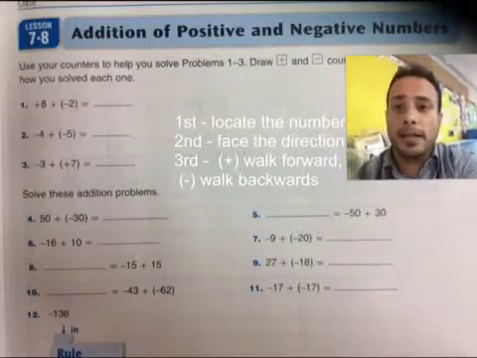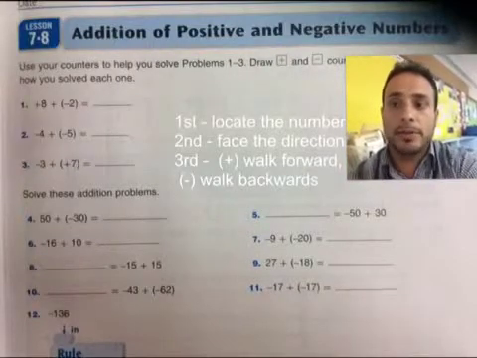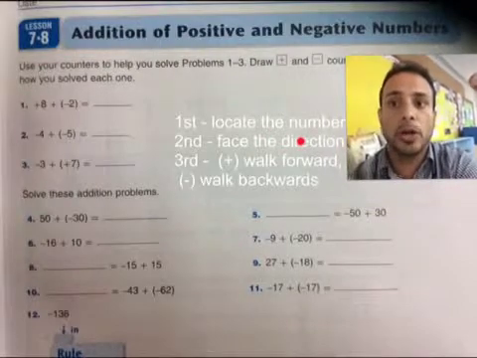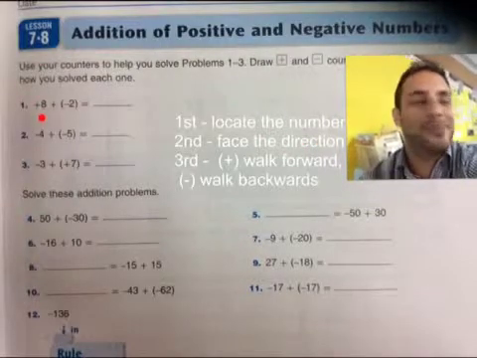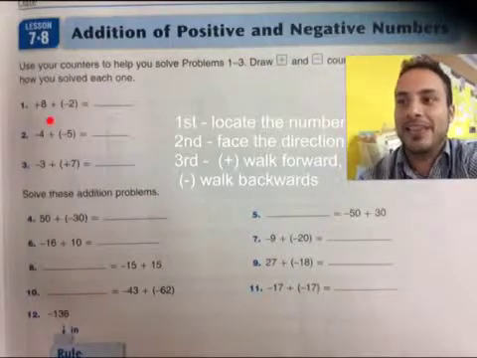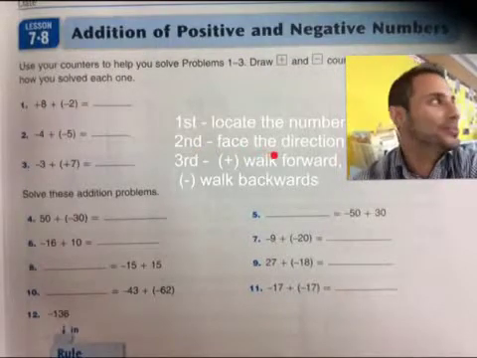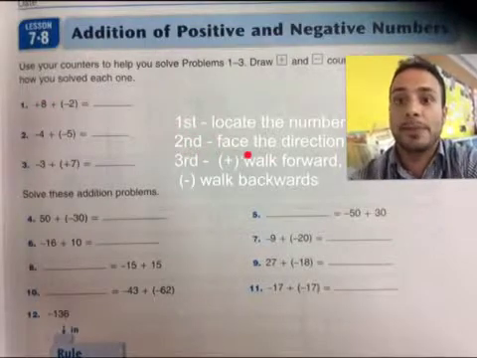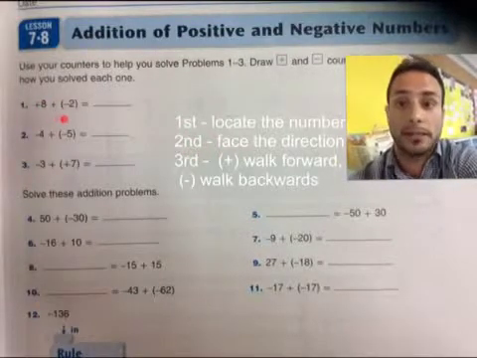In order to add and subtract positives and negatives, make sure to follow the 3 steps that we came up with in class. The first step is locate the number. You are at positive 8. Then you're going to look and face the direction. The first step is locate, you're positive 8. The second step is face the direction. You're going to face the positive direction.